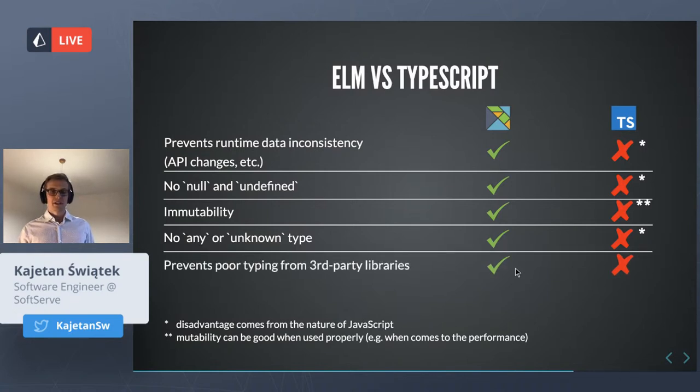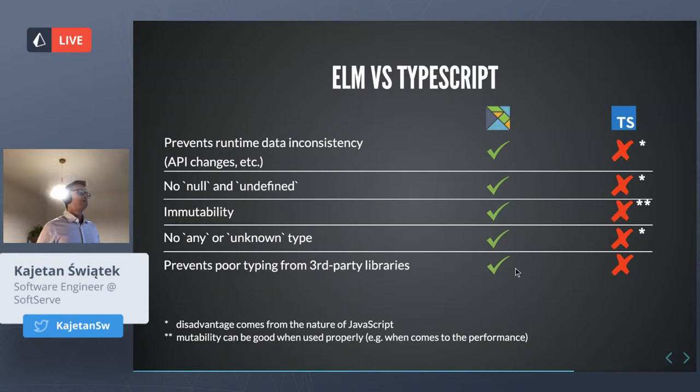Okay, the next thing. I think that Elm prevents poor typing from third-party libraries that we would like to use in our applications, strictly because of all those mechanisms like decoders I've mentioned, and also the overall strict typing of Elm.